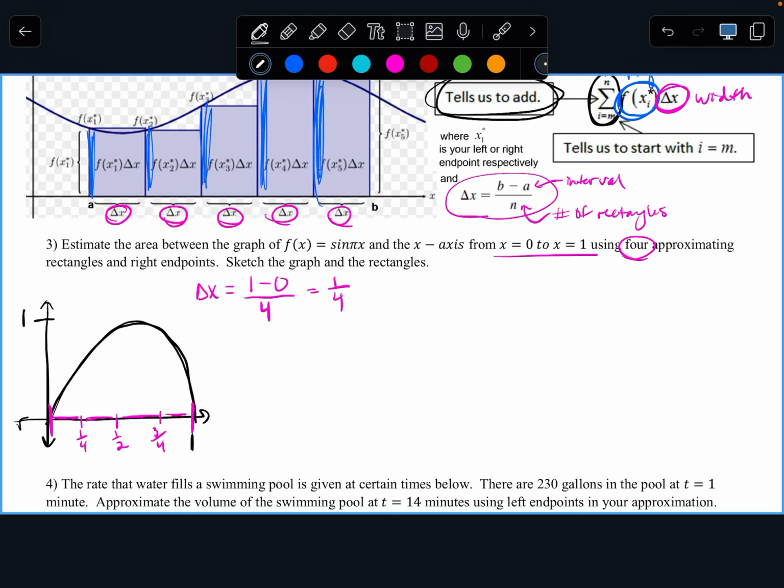A lot of times if we're doing right endpoints, this notation's a little outdated, but they use R sub 4 to say right Riemann sum with 4 rectangles.